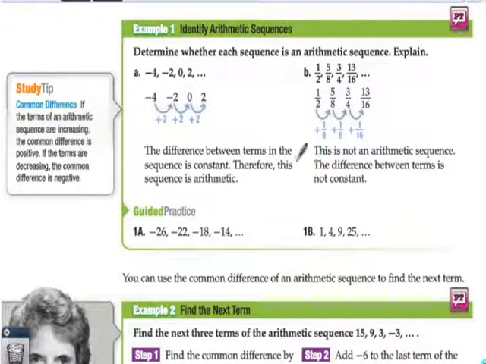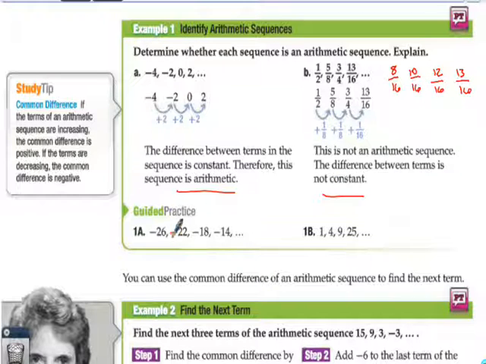So real simple stuff to start. Determine whether each sequence is an arithmetic sequence and explain. Here we have -4, -2, 0, 2, and we notice that each time it's increasing by 2. So yes, that's arithmetic. This one, 1/2 to 5/8 to 3/4 to 13/16, is kind of tough. It's easier if we look at it with a common denominator. So let's write this out as 8/16, 10/16, 12/16, and then 13/16. Each time it's increasing by 2/16 or 1/8 until the last one. So this one is a no.